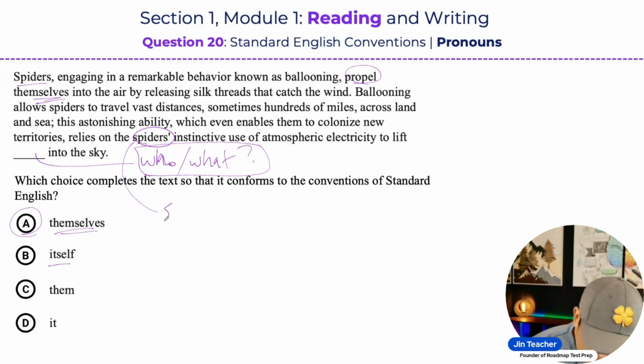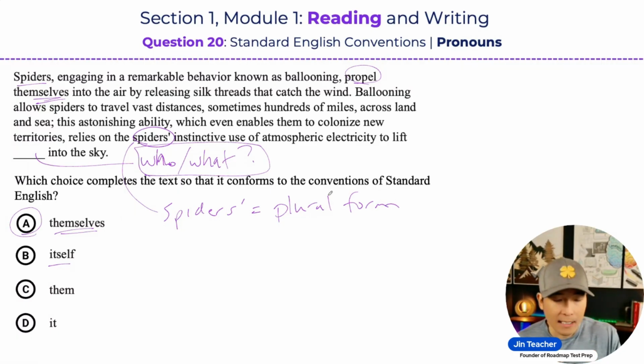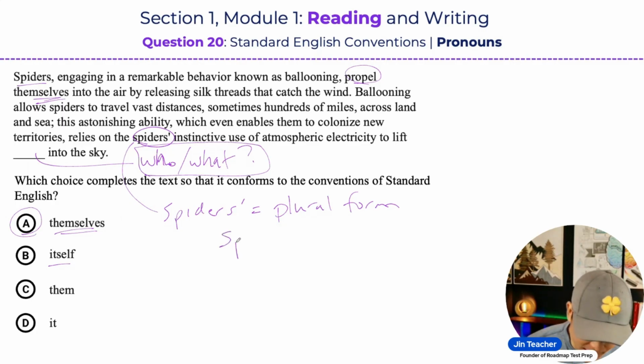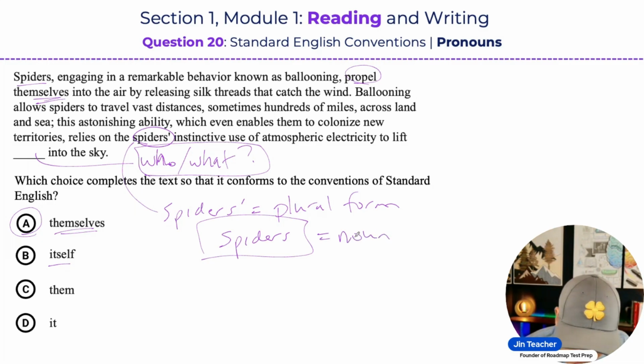If we have spiders with the apostrophe after the S, this is referring to the plural possessive form. It's the plural form of the possessive, right? So we know that the sentence is referring to many spiders, spiders in plural. So because the noun is plural, we have to have a pronoun that matches that plural noun. So this is why the pronoun has to be plural as well.